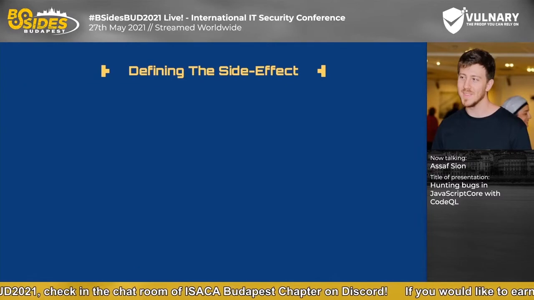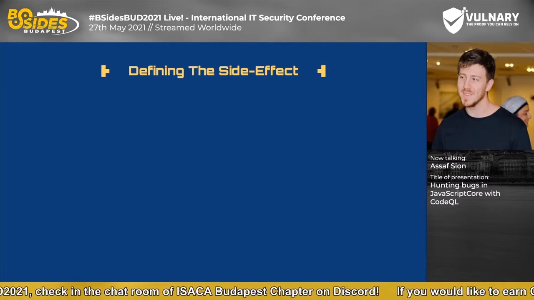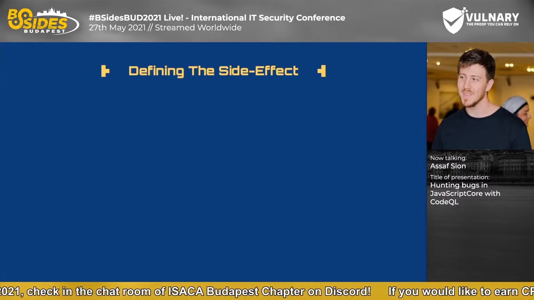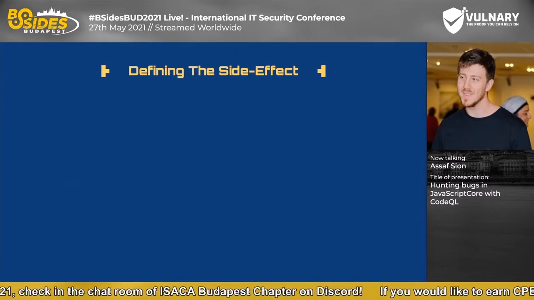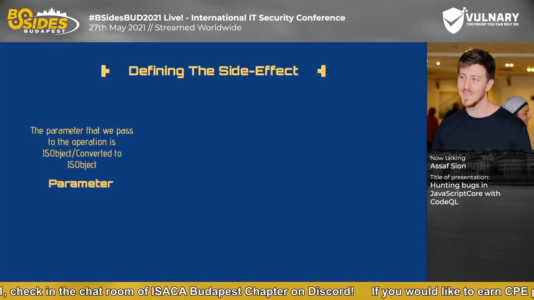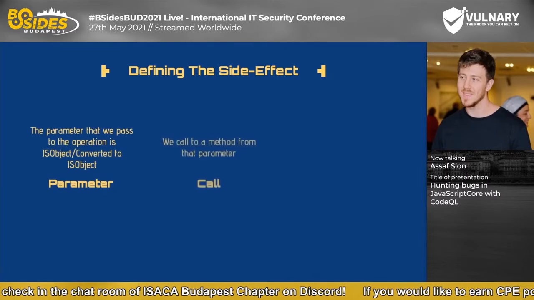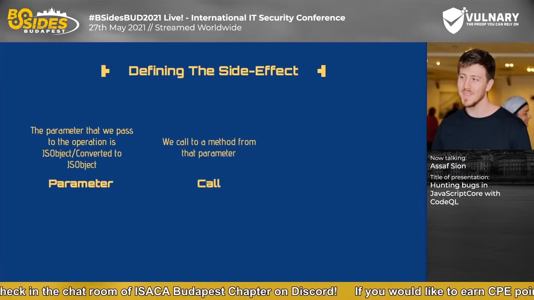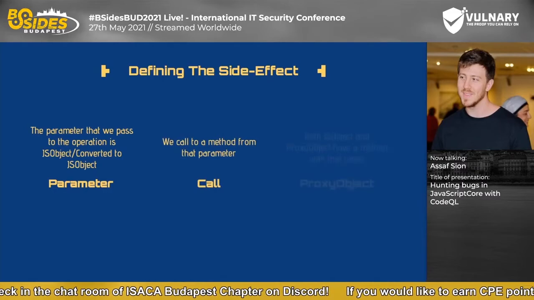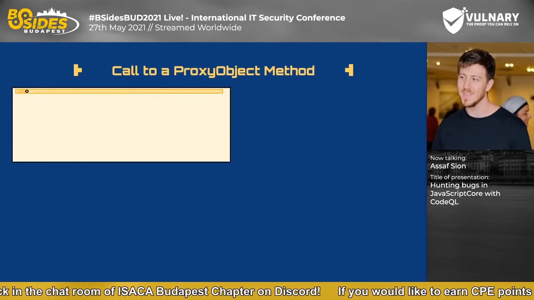Now that we found all the interesting JS object accesses, all we need to do is to make sure there is a method call from that JS object, and that there is a different method in the class ProxyObject that shares its name with the called method we found. Let's do it with CodeQL.